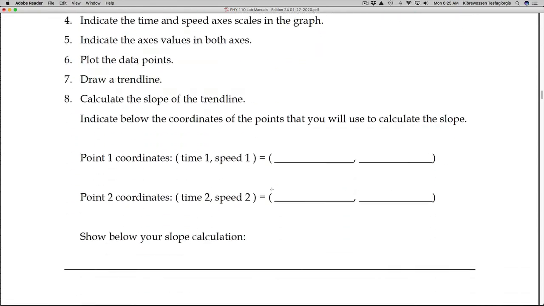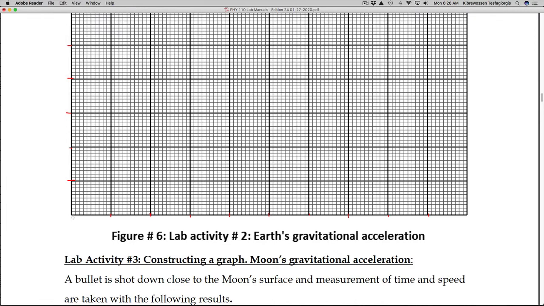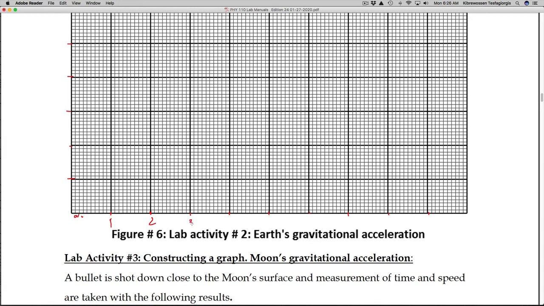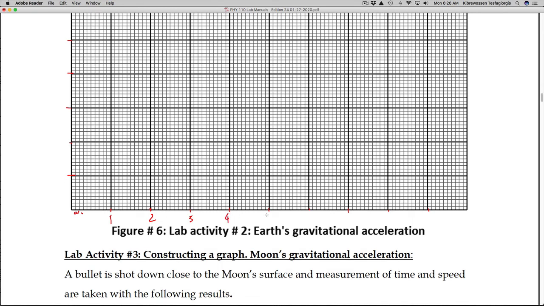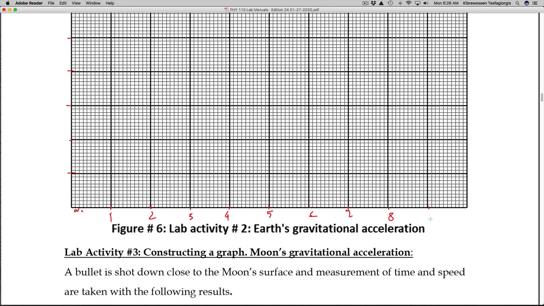So the scale on the x-axis is 0.1. What does it mean? That means this little guy is 0.1, then the second one will be 0.2, 0.3, then 0.4 and so on. When you reach here, you will reach 1. And here 2, here 3, here 4, here 5, here 6, here 7, here 8, here 9, here 10, right?